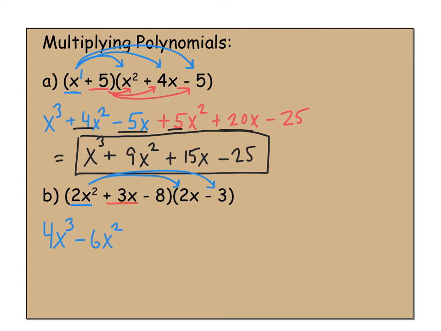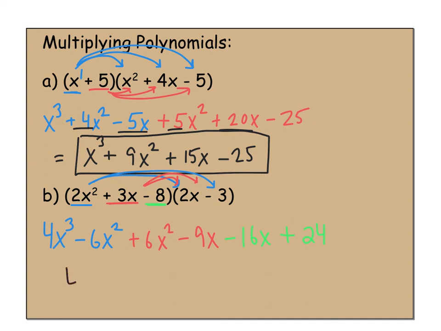Then we'll go ahead and distribute the 3x to each of those as well. So the 3x times the 2x will become a plus 6x squared. The 3x times the minus 3 will be a minus 9x. And then finally we will distribute the minus 8, so minus 16x, and then a plus 24. And we'll just go through, combine all the like terms again and see what happens.